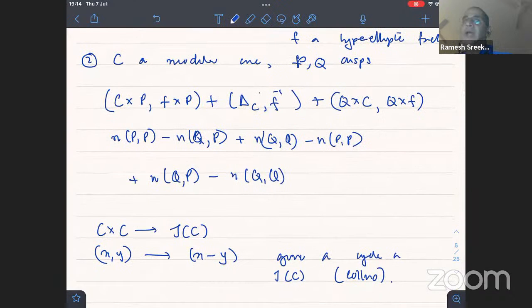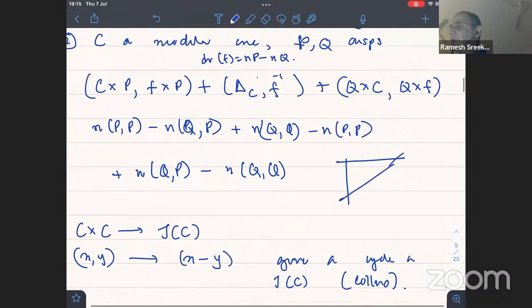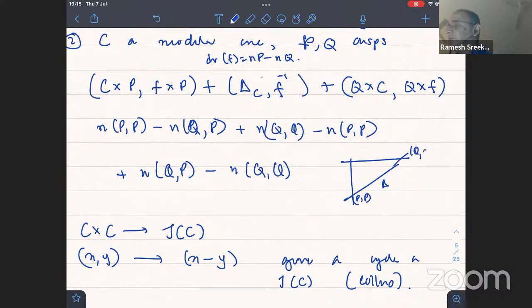Take C cross P. Suppose your divisor div F is np minus nq, right? Then you take something like this, I suppose. This is the diagonal. So this is (p,p), (q,q). And then this is C cross p, F cross p, and q cross C, and q cross F. So the divisor on C cross P of F cross P, that means the function F being considered as a function on C cross P, will have divisor n times (p,p) minus n times (q,p). So this point is (q,p), I suppose.